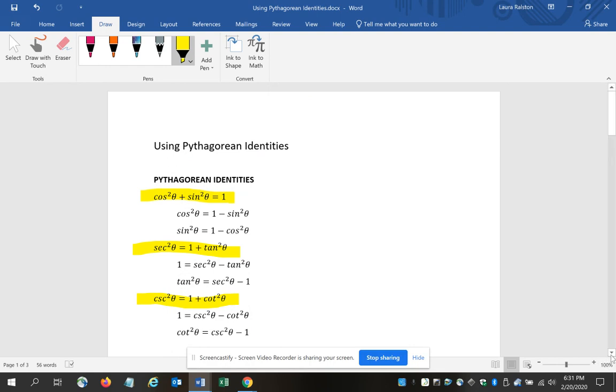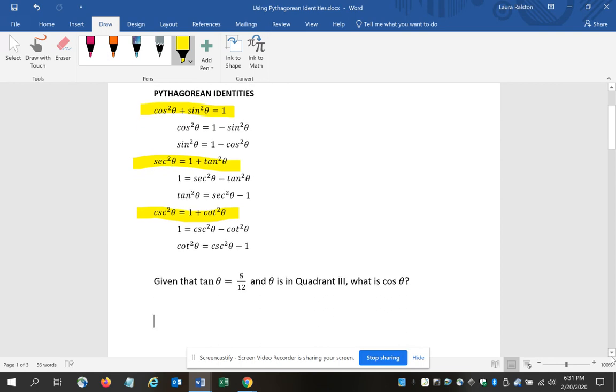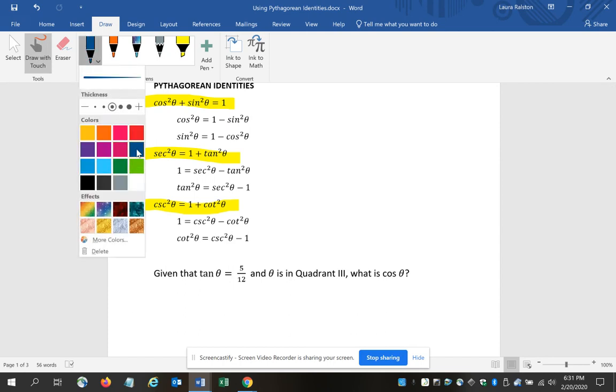And so the way they have you use these is if you're given a specific value, you use it to find a second value. It's important to note what the original value is as well as in which quadrant you're going to ultimately be located. So, let's take a look at a couple of examples. It says, given that tangent of theta is 5/12 and theta is in quadrant 3, what is the cosine of theta?